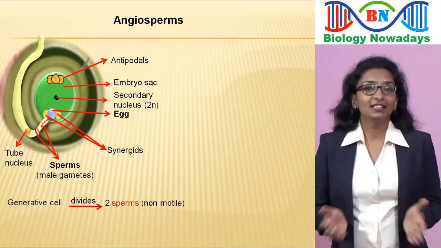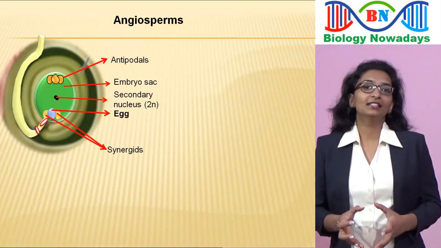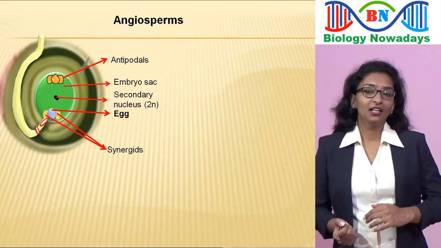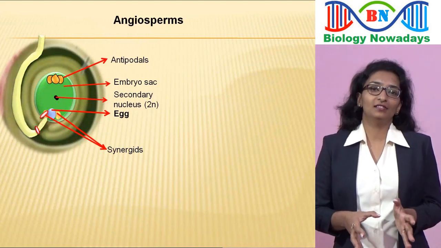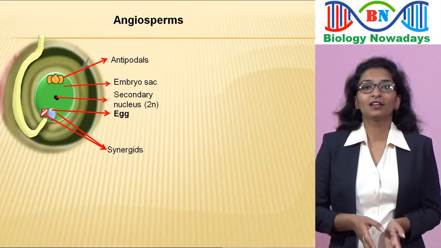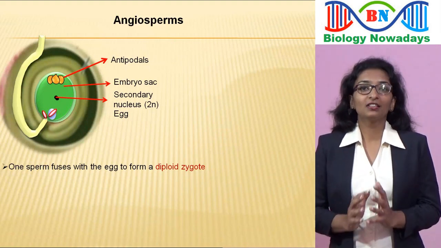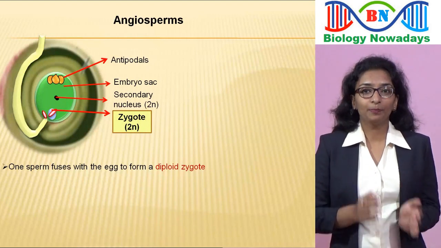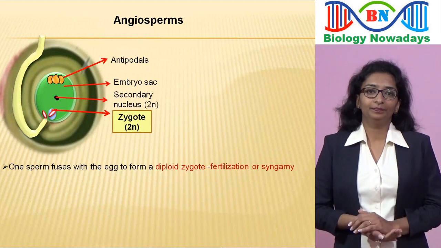The tube nucleus disintegrates. The synergids act like an attractant and a guiding cell for the pollen tube. When the pollen tube reaches the synergid, the pollen tube bursts off and discharges the sperms into one of the synergids. The synergids degenerate and one of the sperms reaches the egg. The sperm nucleus and the egg nucleus fuse to form a diploid zygote. This fusion of sperm and egg nuclei is called fertilization or syngamy.